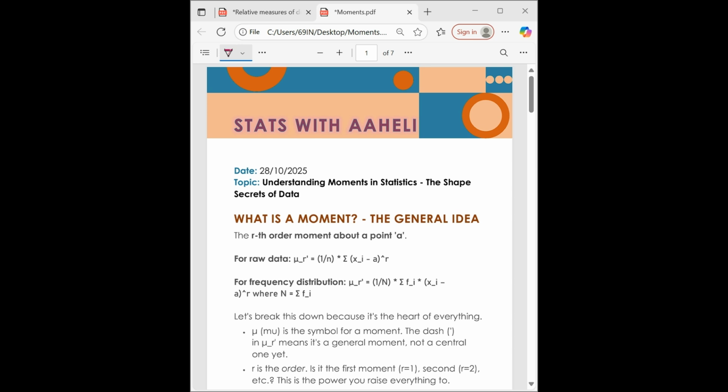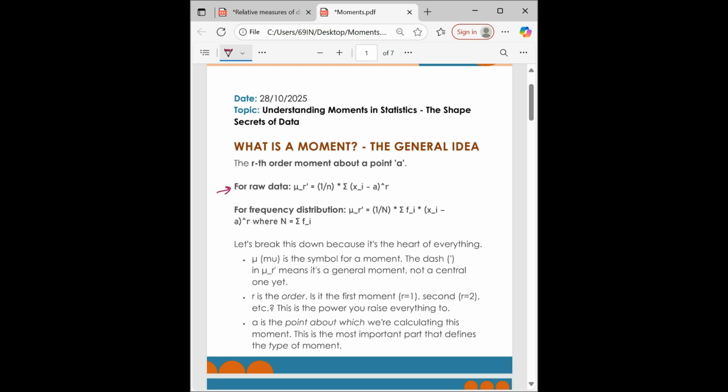In physics, we already learned a moment refers to a force causing rotation around a point. In statistics, the idea is surprisingly similar. Think of it as a way to measure how data points rotate or balance around a specific value. The general definition is this: the rth order moment about a point A, for raw data. What is the formula? Mu r dash is equal to 1 by n into summation (xi minus A) whole to the power r. Let me write it down.